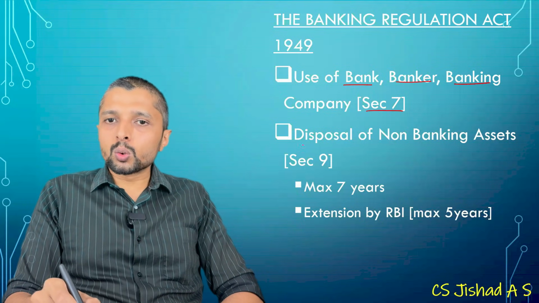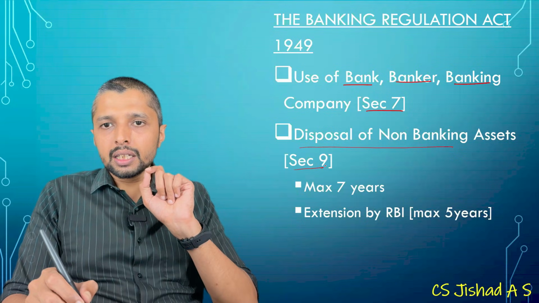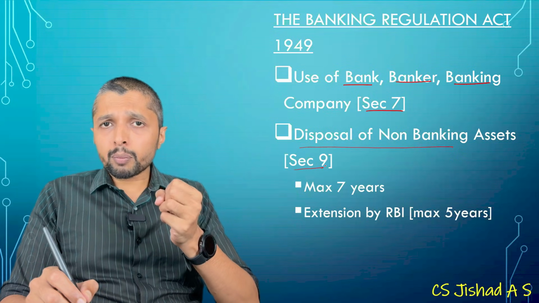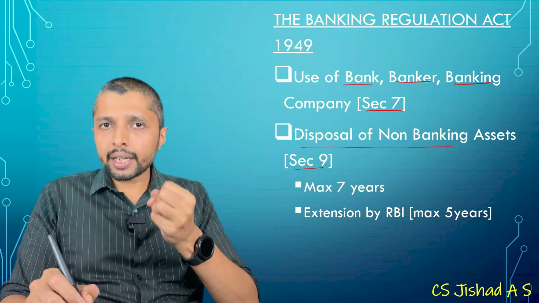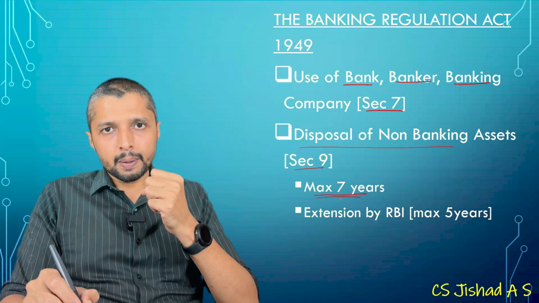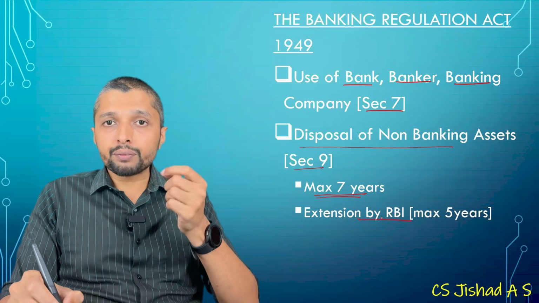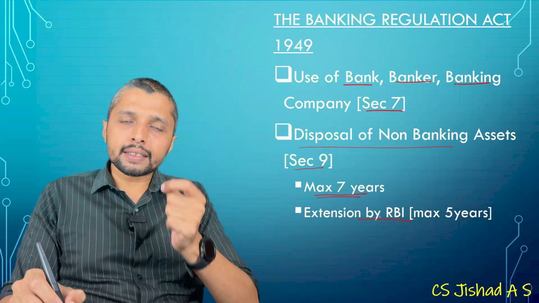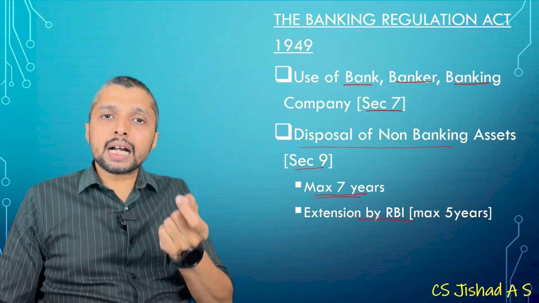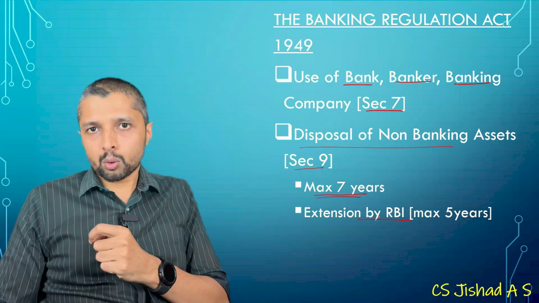Okay, with respect to section 9, which is specifying the disposal of non-banking assets. So if any immovable property, non-banking assets are acquired by the bank, it has to be disposed within a period of 7 years. Okay, RBI can give extension of maximum 5 years if it is satisfied it is in the best interest of the banking company and the depositors. Okay, but if the bank is acquiring such assets for own use, there is no need to be disposed.